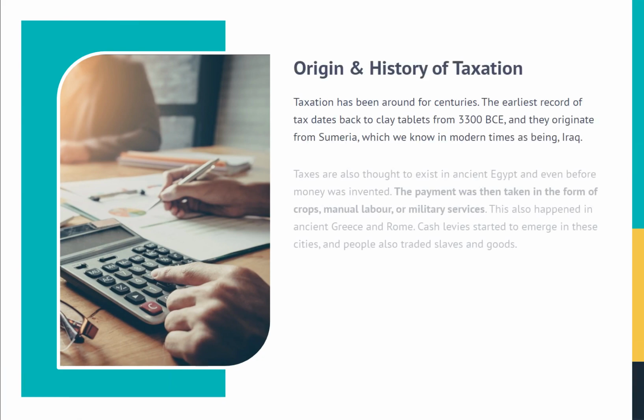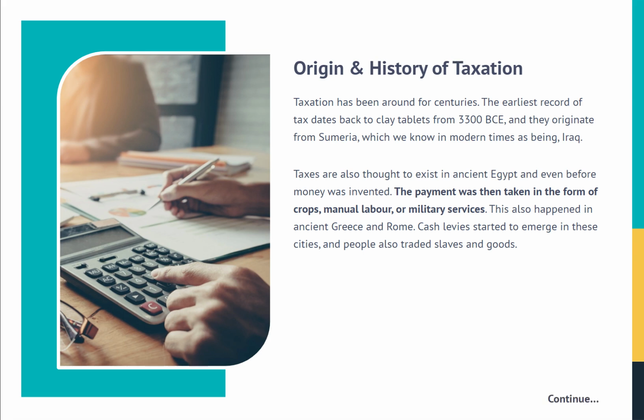Origin and history of taxation. Taxation has been around for centuries. The earliest record of tax dates back to clay tablets from 3300 BCE, and they originate from Sumeria, which we know in modern times as being Iraq. Taxes are also thought to exist in ancient Egypt and even before money was invented. The payment was then taken in the form of crops, manual labor, or military services. This also happened in ancient Greece and Rome. Cash levies started to emerge in these cities, and people also traded slaves and goods.